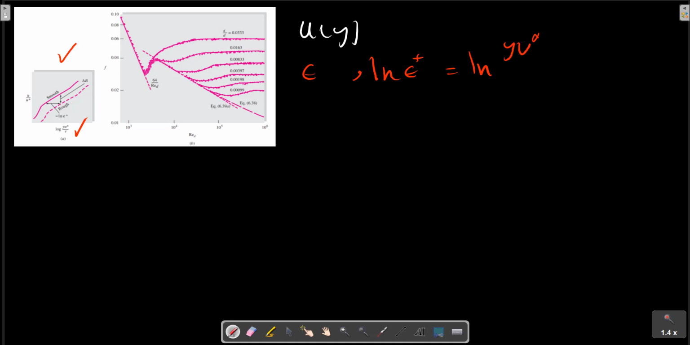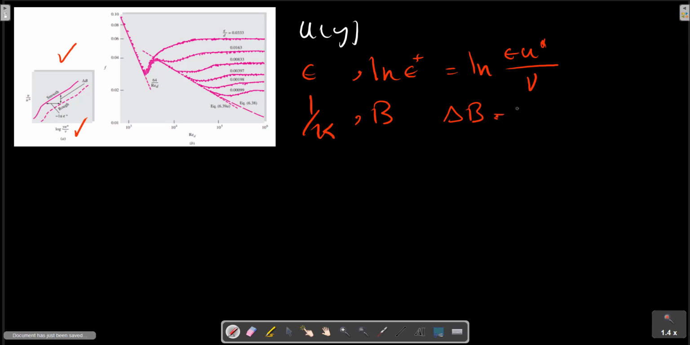The slope of the logarithmic law remains the same, but the shift outward causes the constant B to be less by an amount delta B.